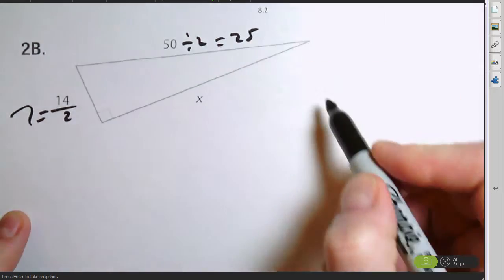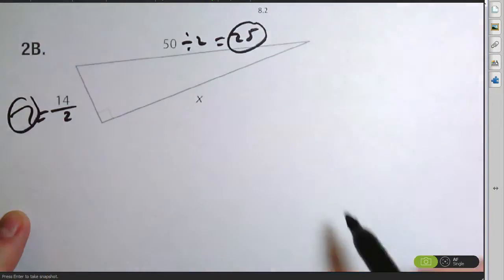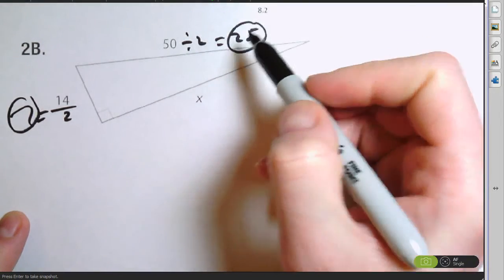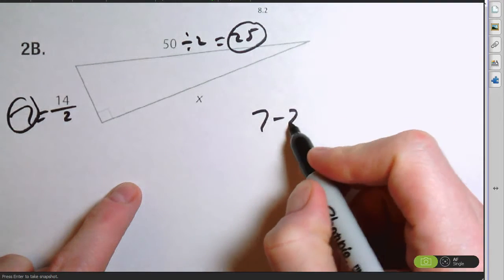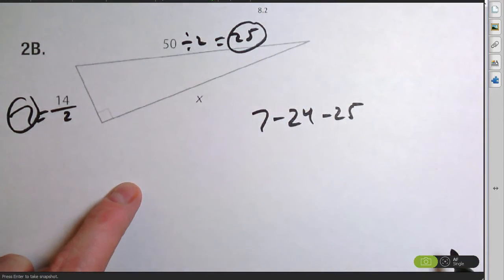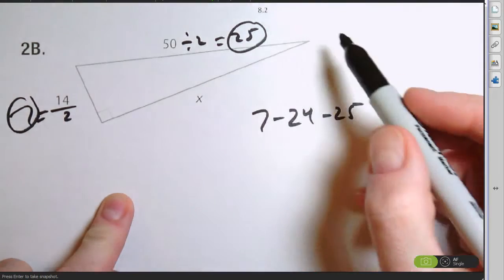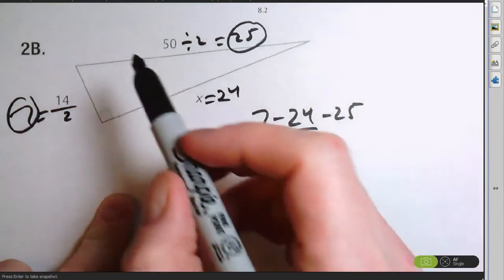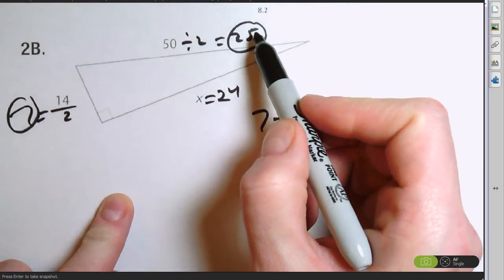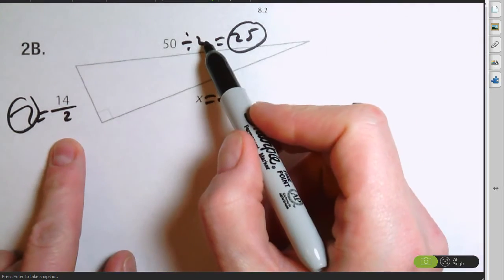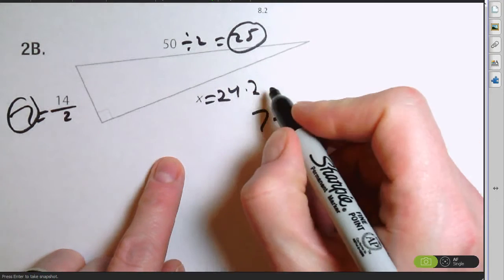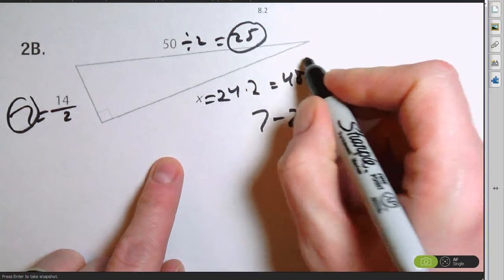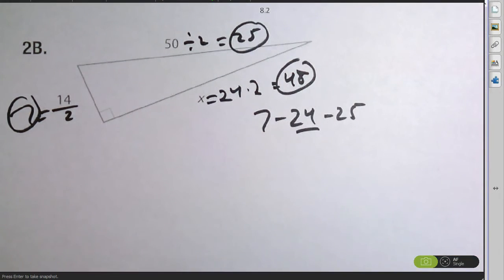This guy is 25, and the question is, do I have a triple that has 7 and 25, with 25 being the hypotenuse? And the answer is yes, I do. I have a 7, 24, 25 triple. So I've got the 7, I've got the 25, that means this guy is the 24. But how did I get to these two sides to go backwards? I divided them by 2, which means this guy needs to be doubled, multiplied by 2. So there's 48.